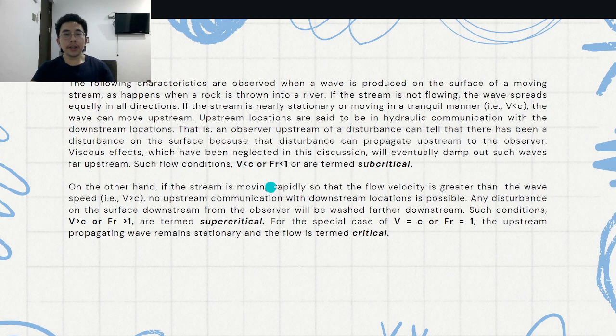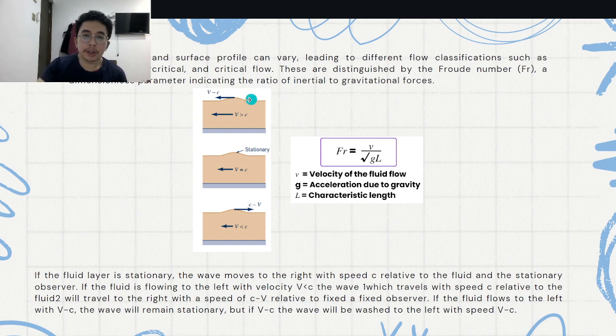Okay, so on the other hand, if the stream is moving rapidly so that the flow is greater than the wave speed, which is V bigger than C, no upstream communication with the downstream location is possible. And a disturbance on the surface downstream from the observer will wash farther down the stream. Such conditions, V bigger than C or the Froude number bigger than 1, are termed supercritical. So this part right here is supercritical.